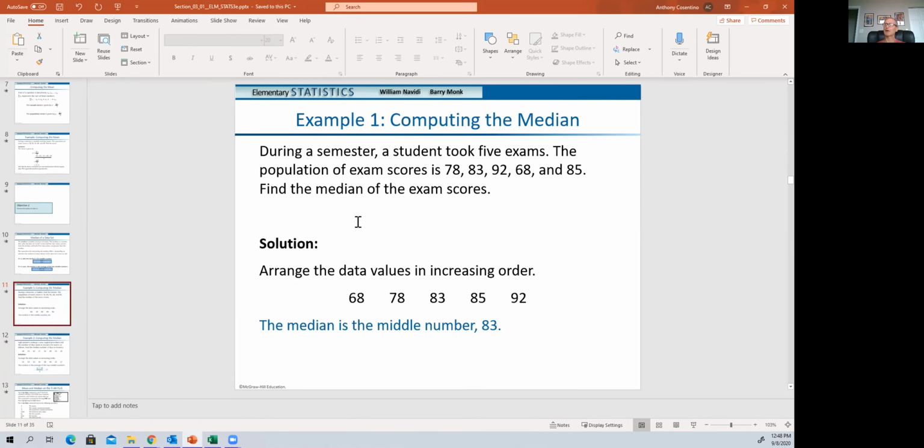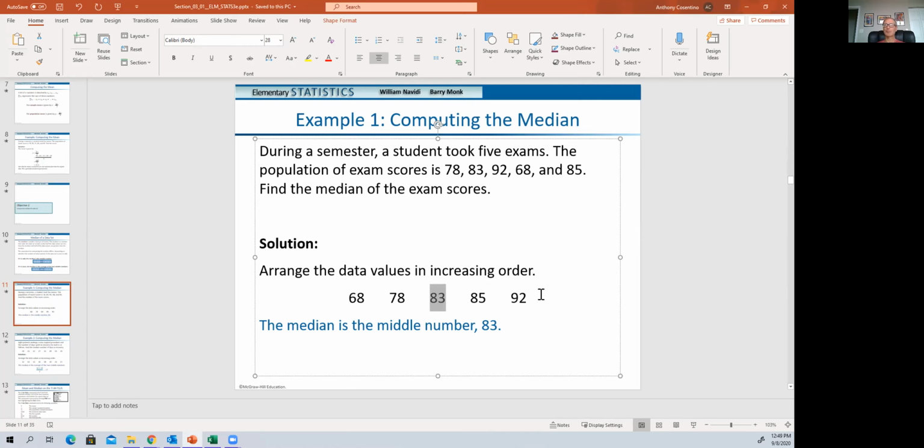So let me show you a couple examples. The strategy here is you can see that we have 5 data points again with these exams. If you're doing this by hand, the strategy is you want to arrange them smallest to largest, and then you figure out how many data points you have. Here we have 5, so it's an odd number. So what you want to do is take the center point, and you can see that this center point here would be 83. There's 2 below 83, and there's 2 above 83.